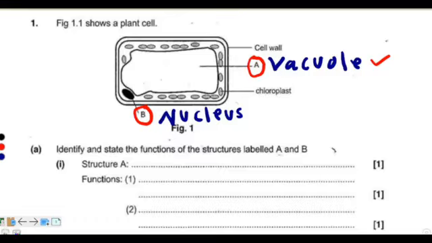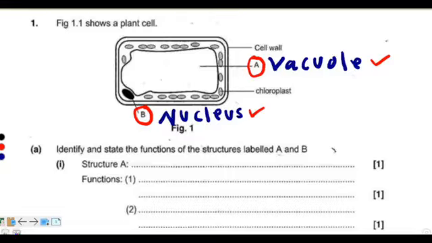Now what about the nucleus? Remember we have to come up with 2 functions of the nucleus. The first function is that it stores genetic information. The second function is that it controls all the activities of the cell. So we can now write our answers.